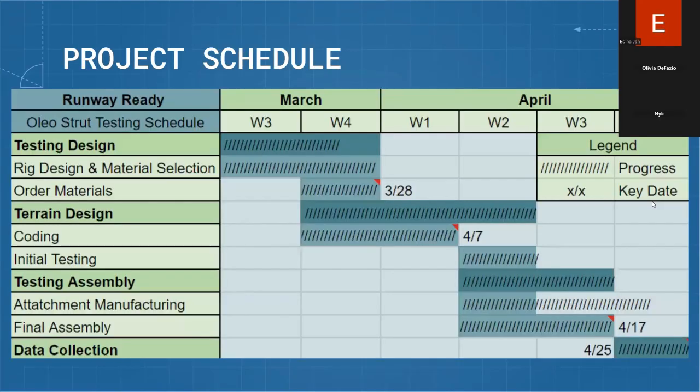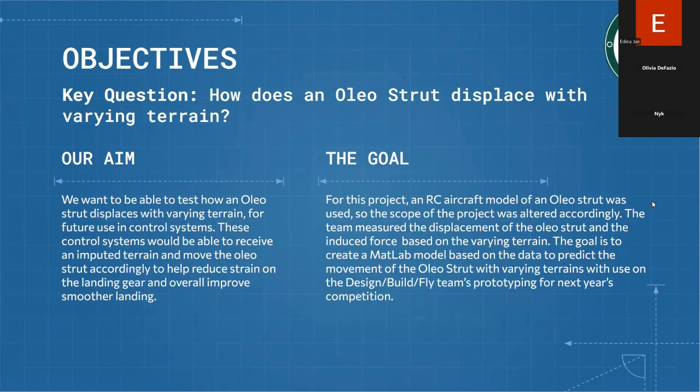So our goal shifted with that to creating a test to gather the displacement of an Oleo strut based on varying terrains, to be able to model how the Oleo strut acts for use with the typical RC aircraft, like with our Design Build Fly speed team. This can help us ensure that if using this landing gear system, we don't encounter any prop strikes, and we can overall help reduce the strain on the landing gear and the plane itself.